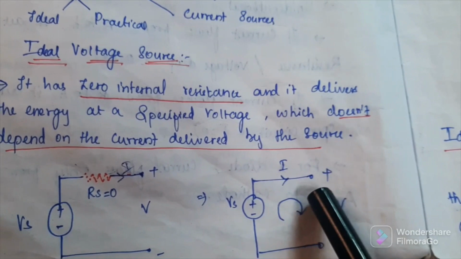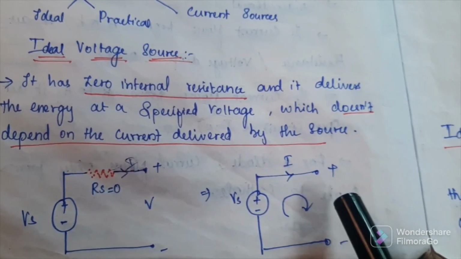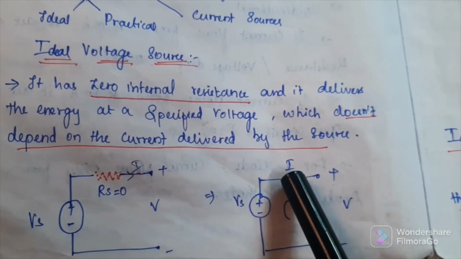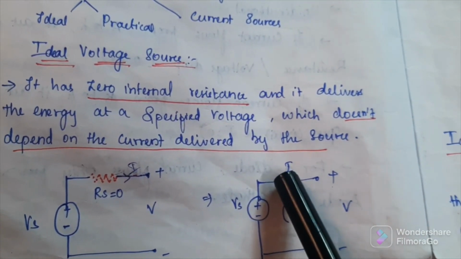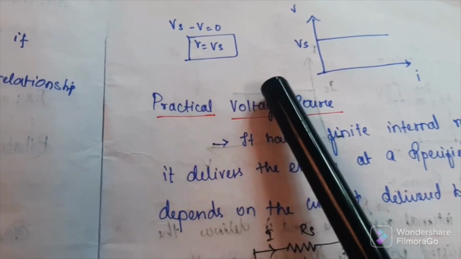So we can draw like this. Because Rs is equal to 0, V depends only on Vs, does not depend on current. Okay. So this is called ideal voltage source. So this is the graph. This is the graph for ideal voltage source.